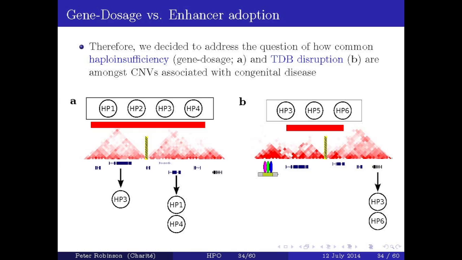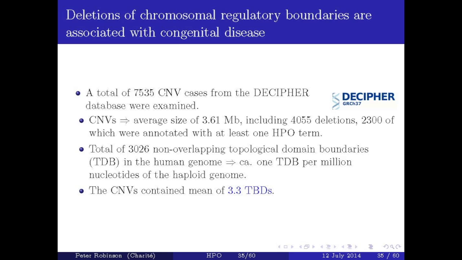The other theory is topological domain boundary disruption. And here we have a tissue-specific enhancer, and here we have genes that have phenotypes in the same organ that this enhancer is specific for. And so we started to look. The DECIPHER database is at the Sanger. They have about 20,000 CNVs in all. Approximately 2,300 of these cases are a deletion and are annotated to HPO. So the database is using HPO for phenotyping.